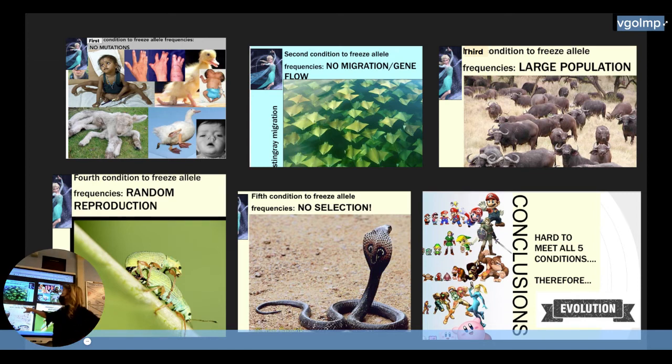Okay, fifth condition, no selection. What finger is that? Thumb. Can this be the same? Yeah, because sexual selection is a form of selection, but this is just saying all selection. Nothing can be good. Teeth can't be good. Height can't be good. Nobody is better than another. So the conclusion is it's hard to meet all five conditions. So therefore, what's going to occur? Evolution, right? Evolution is going to occur.